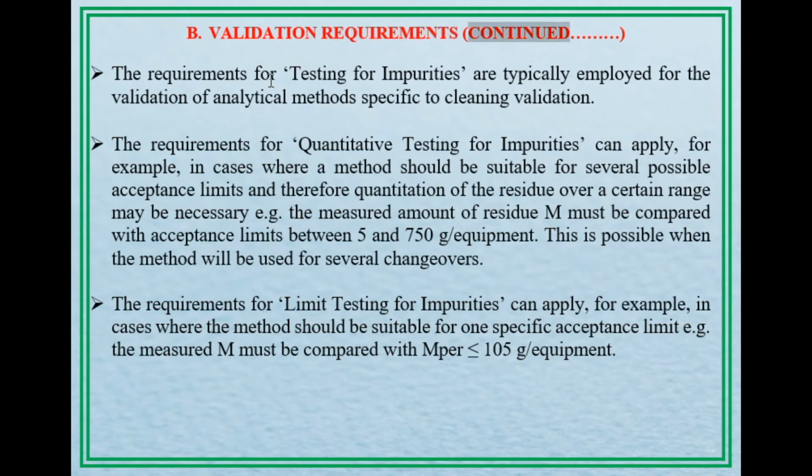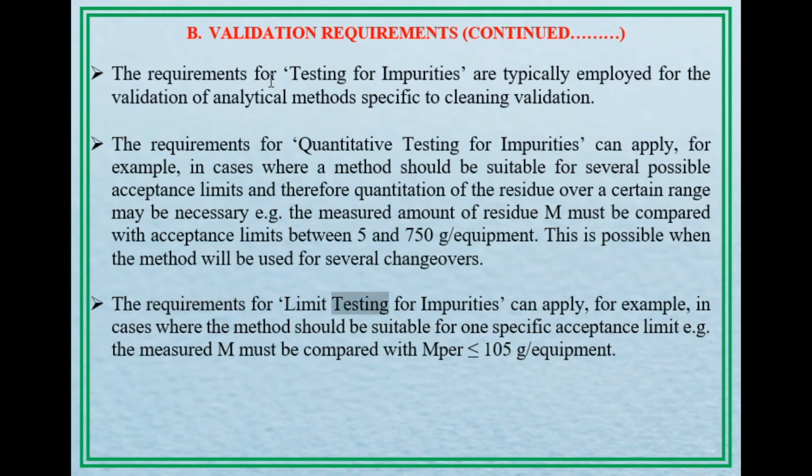Validation requirements, continued. The requirements for testing for impurities are typically employed for the validation of analytical methods specific to cleaning validation. The requirements for quantitative testing for impurities can apply, for example, in cases where a method should be suitable for several possible acceptance limits and therefore quantitation of the residue over a certain range may be necessary. For example, the measured amount of residue M must be compared with acceptance limits between 5 and 750 grams/equipment. This is possible when the method will be used for several changeovers.